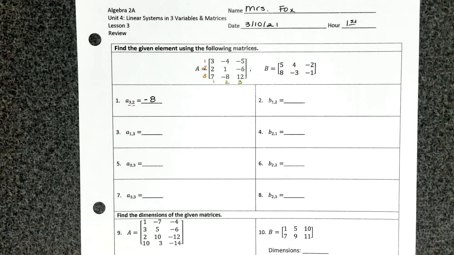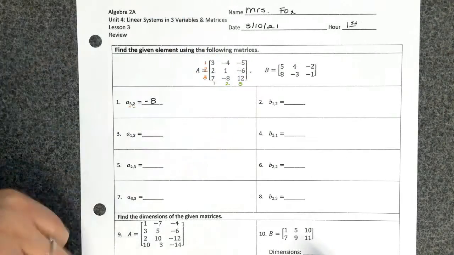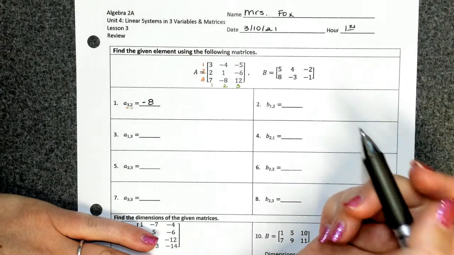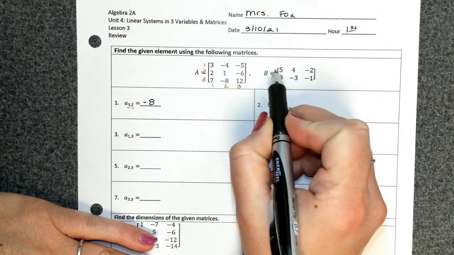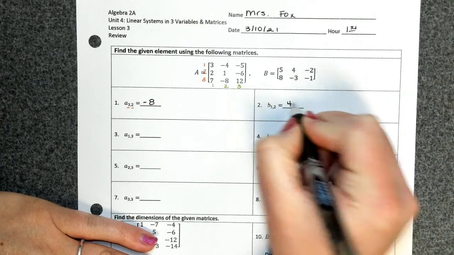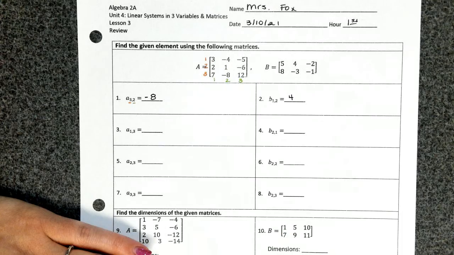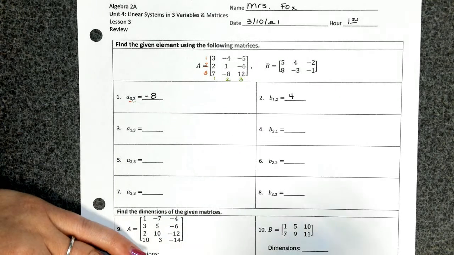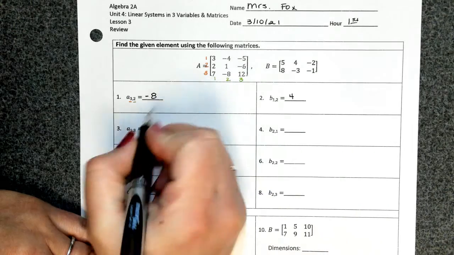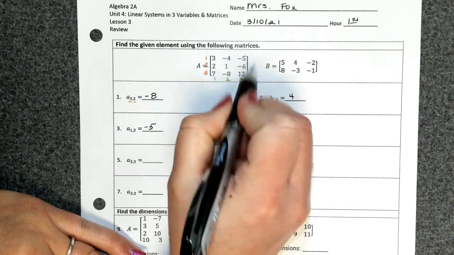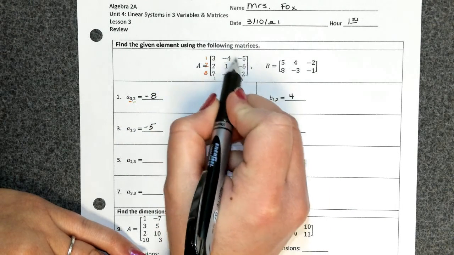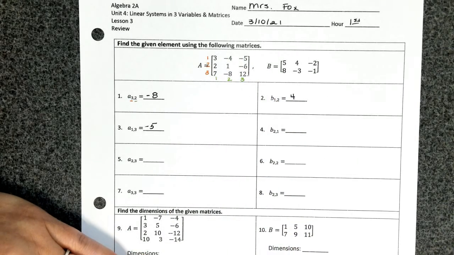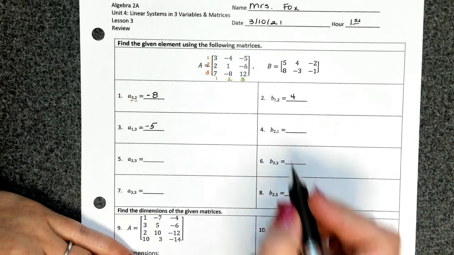All right, what did you get for number 2? For B1, 2? 4. So you're in matrix B, row 1, column 2. That is a 4. I like it. What did you get for number 3? A1, 3? -5 looks good. Matrix A, row 1, column 3. We're at -5. Good.